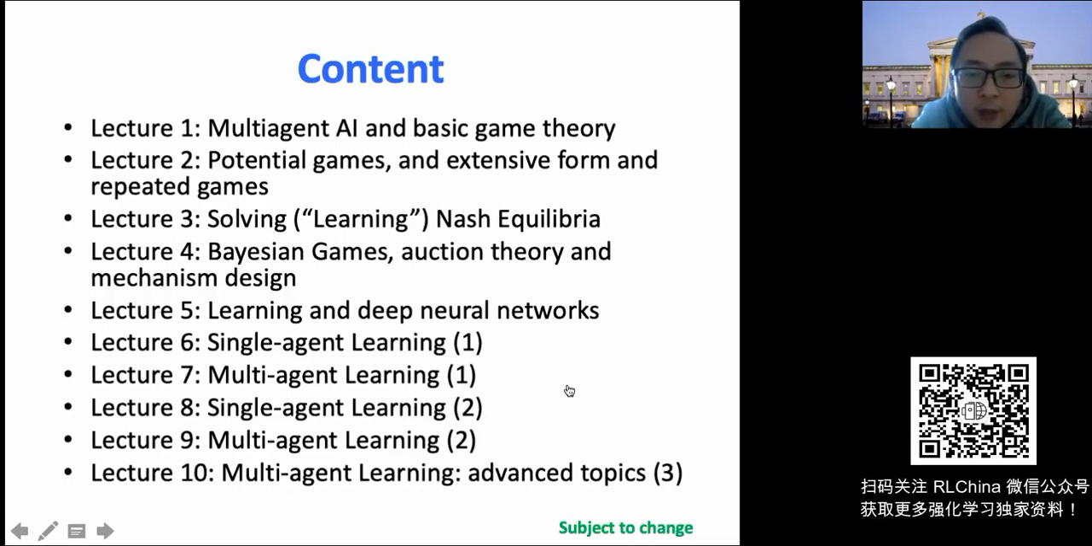Once you have some rudimentary concepts, ideas, and algorithms, we will start talking about multi-agent learning, where we combine what we learn about game theory and put that into an introduction of multi-agent learning. And then we could talk about a more advanced version of single-agent learning, and we'll talk about more advanced multi-agent learning.